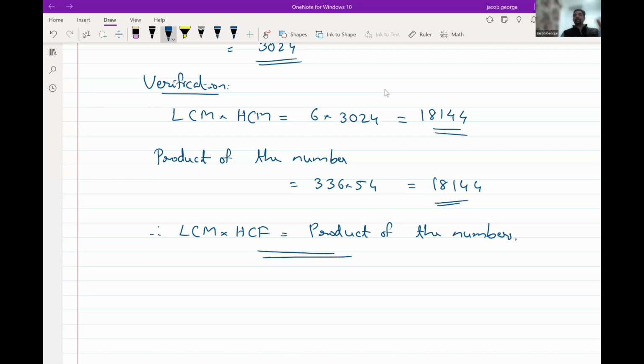Hence, it is verified. Please write down: LCM into HCF is equal to the product of the numbers. Hence, it is verified. This is the completion of this question.